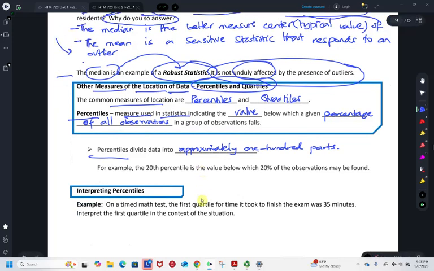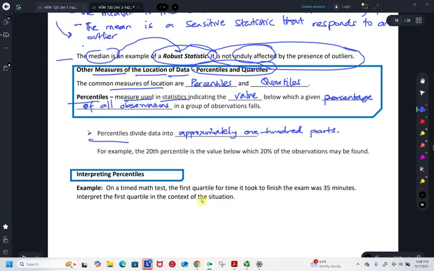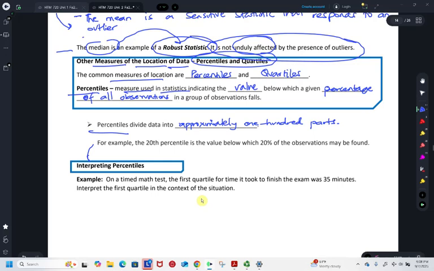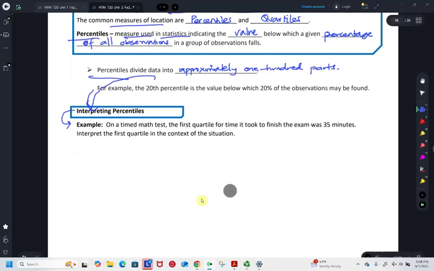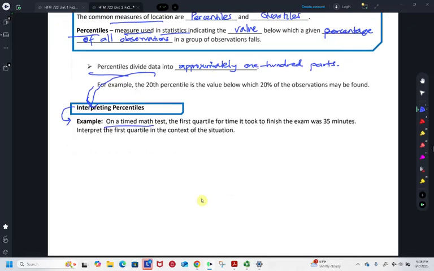Okay, all right. So, as far as interpreting percentiles is concerned, let us use an example to interpret a percentile correctly. On a timed math test, the first quartile for the time it took to finish the exam was 35 minutes.